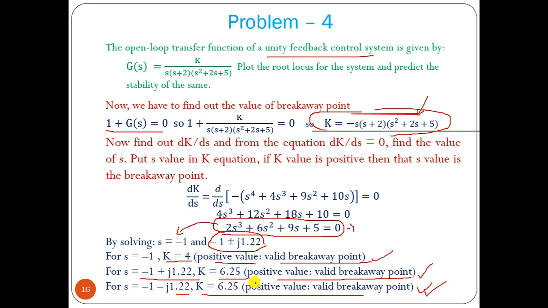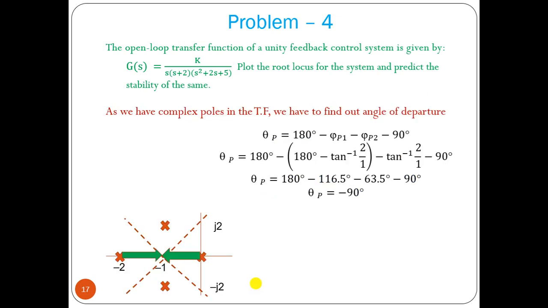Three breakaway points: minus 1 is one breakaway point, then minus 1 plus j1.22 and minus 1 minus j1.22. Sorry, a total of three breakaway points, one real and two complex. So the plot is a little bit complicated.